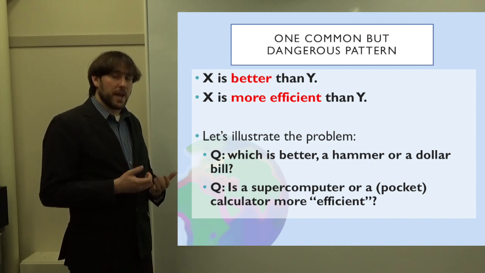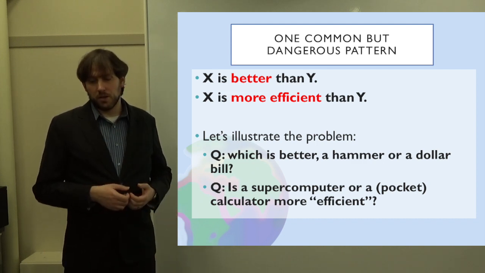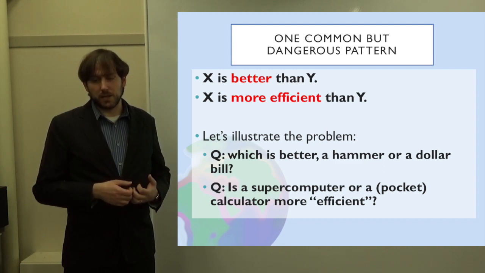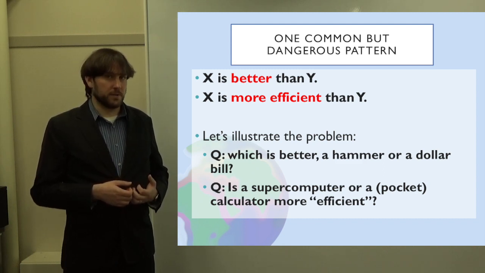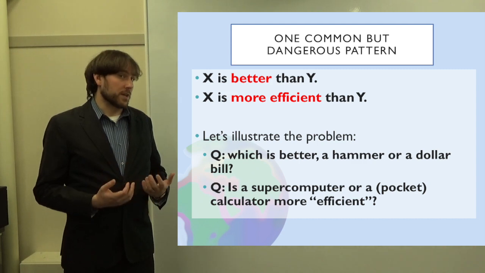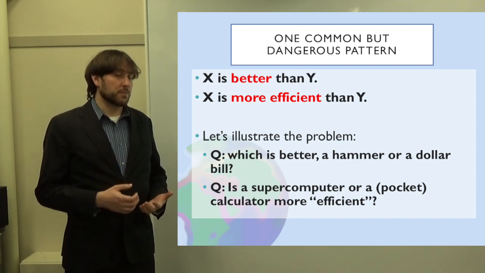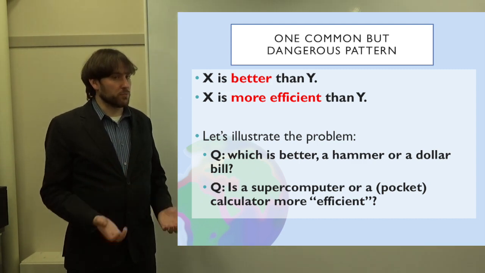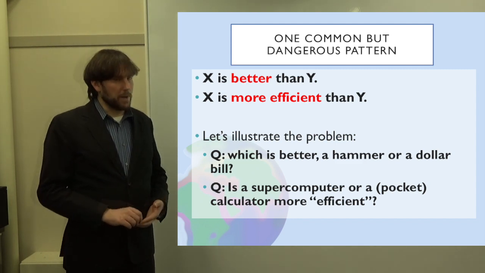Which is better, a hammer or a dollar bill? Is a supercomputer or a pocket calculator more efficient? So perhaps in your head you're thinking of all of the ways that one of these objects is much, much better than the other object, or much, much more efficient. But let's think about that.